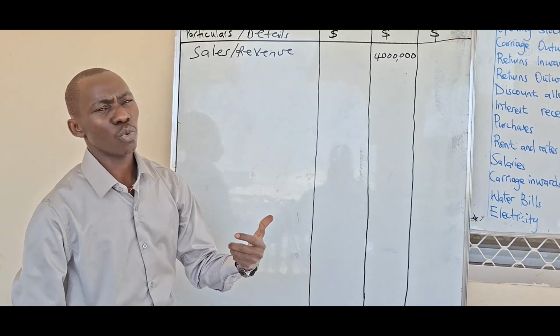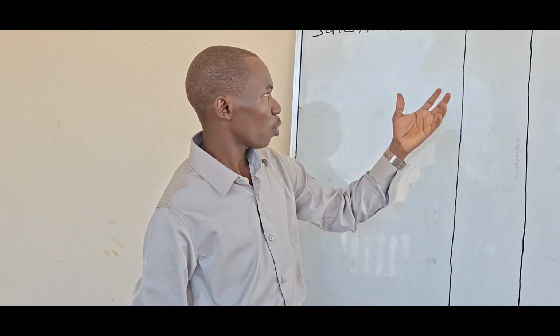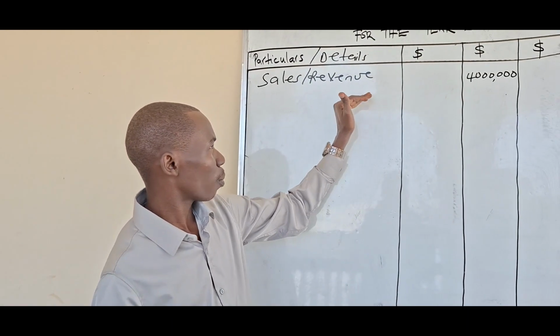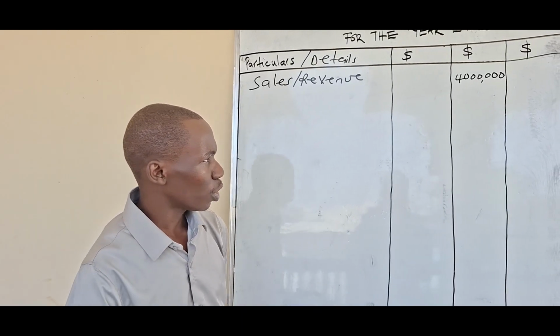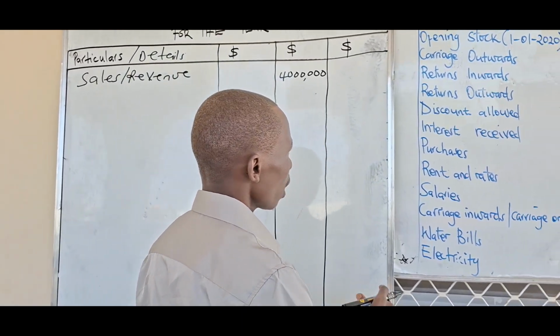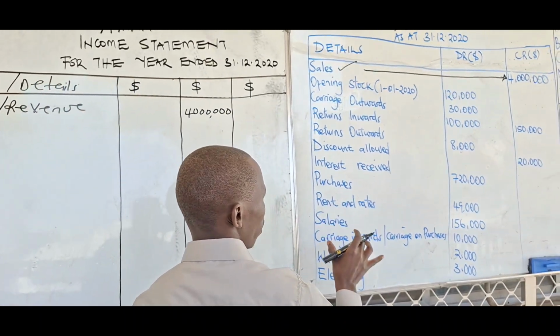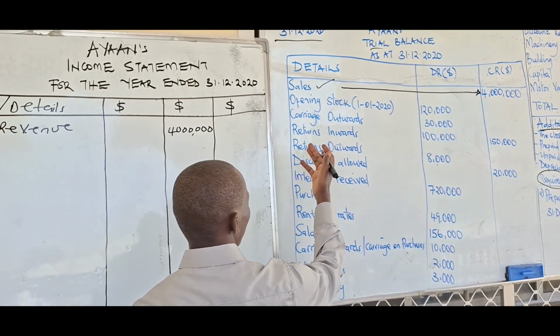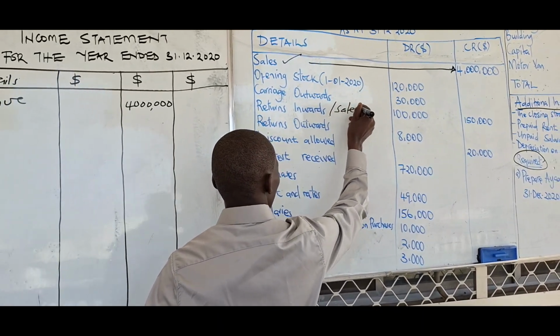If you are provided with returns inwards or sales returns, you have to bring it and subtract it from our sales so that you can determine your net sales. So let's try to go through here. You go line by line till you find returns inwards or sales returns. Yes, it's right here. Returns inwards, or what you call sales returns.